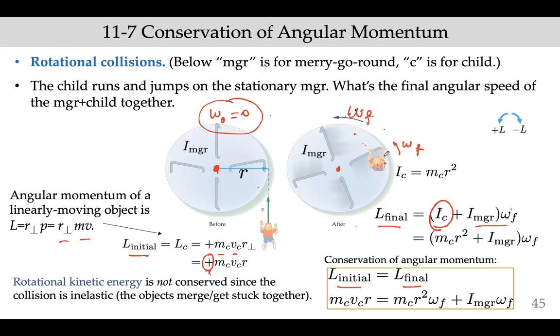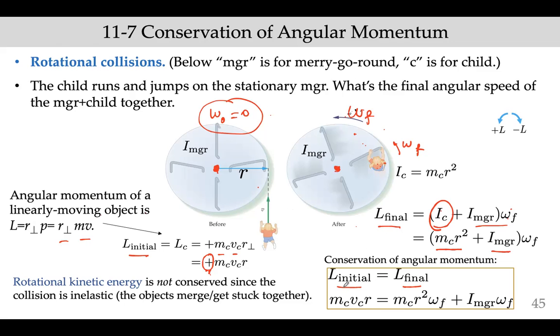Now the child is not running linearly here, and is not rotating around itself. It's actually going around this central point. Remember, if an object goes around the central point, its moment of inertia becomes mr squared. Of course, I have to use m child here. Now, this merry-go-round is like a disk. I can use the disk's moment of inertia for I merry-go-round, but I am just going to leave it as I_mgr here.